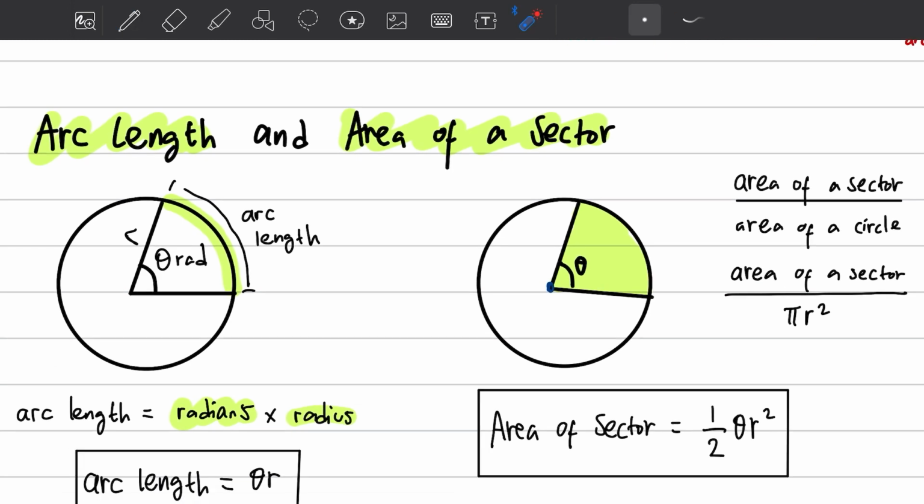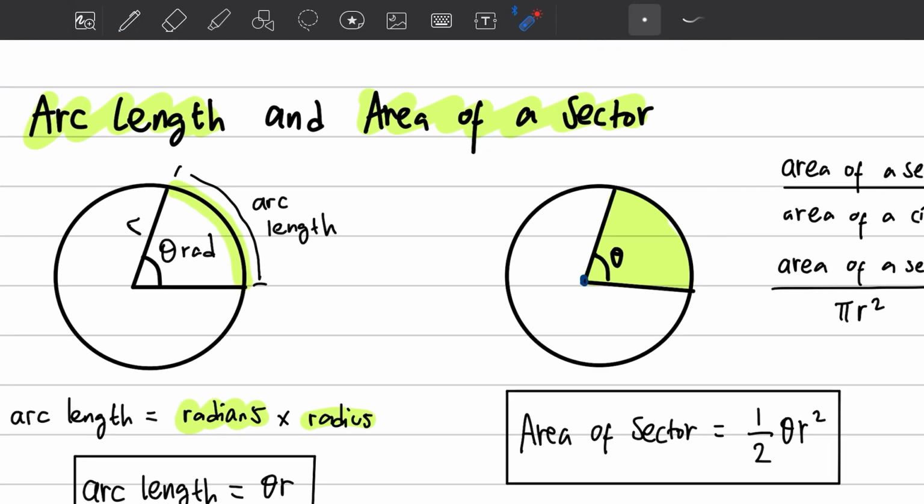So keep in mind that we have two main formulas for this chapter. The first one is the arc length, theta r. The second one is the area of a sector, which is half theta r square. And keep in mind that the theta must be in radian, not in degree.